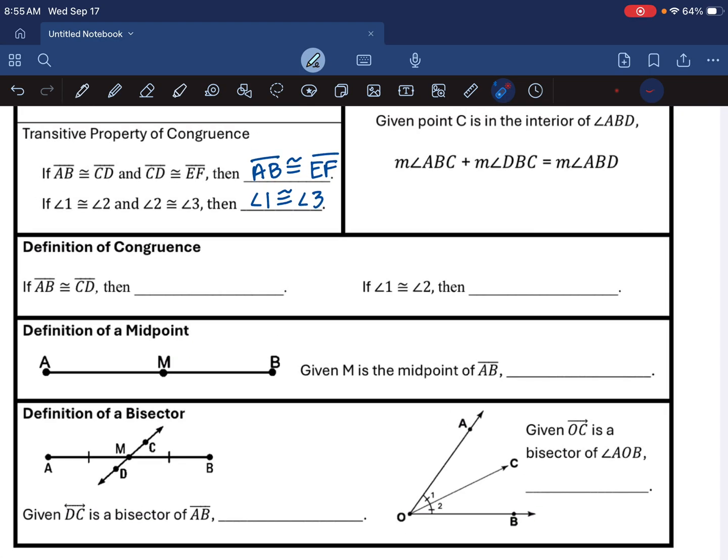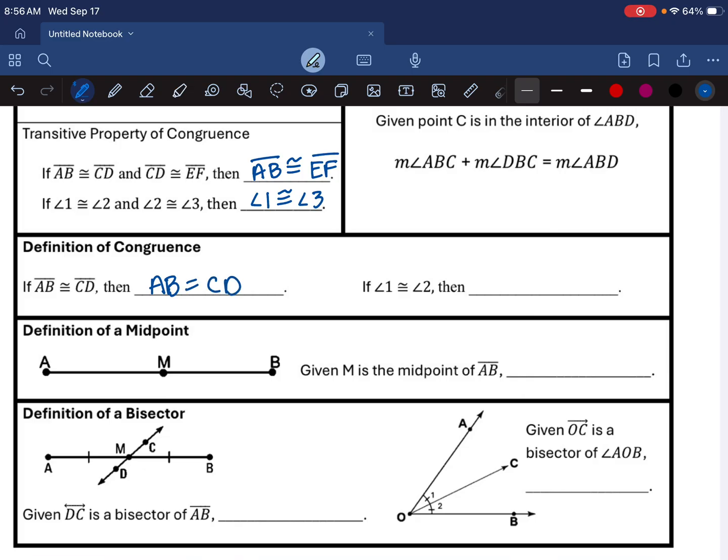All right. Last 3 we're going to go over are just definitions. Definition of congruent tells you that if 2 things are congruent, what do we know about those 2 things? They're equal. So if AB is congruent to CD, what do I know? No, I'm not asking you to switch them. It's not symmetric. Then AB is equal to CD. Then AB is just equal to CD.